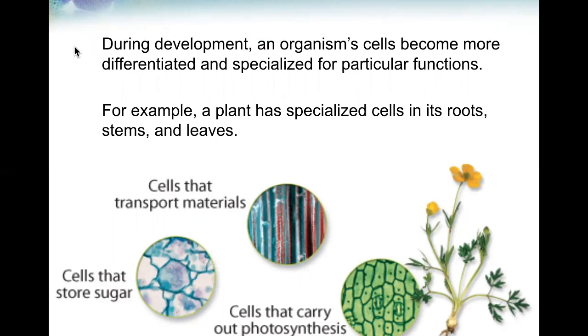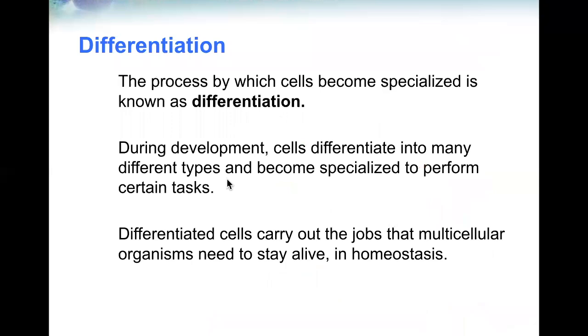During development, an organism's cells become more differentiated and specialized for particular functions. For example, a plant has specialized cells in its roots, stems, and leaves, cells that transport material, cells that store sugar, cells that carry out photosynthesis, and more. The process by which cells become specialized is known as differentiation. During development, cells differentiate into many different types and become specialized to perform certain tasks. Differentiated cells carry out the jobs that multicellular organisms need to stay alive in homeostasis.